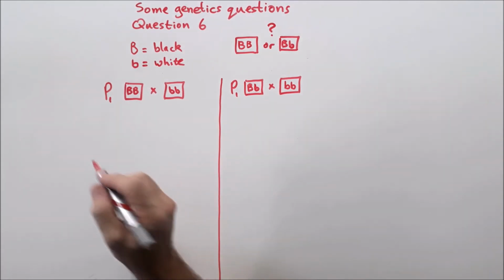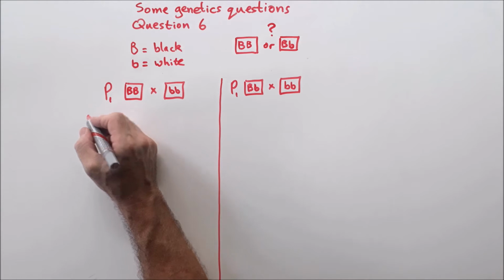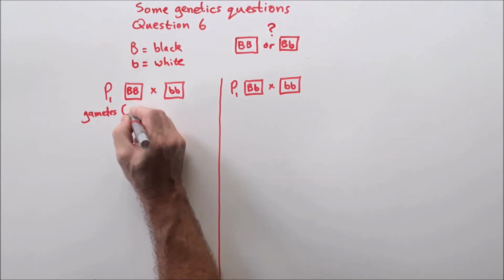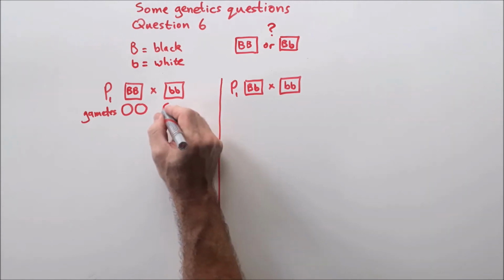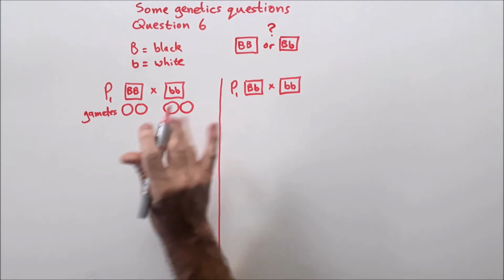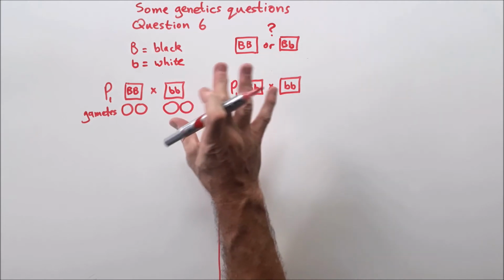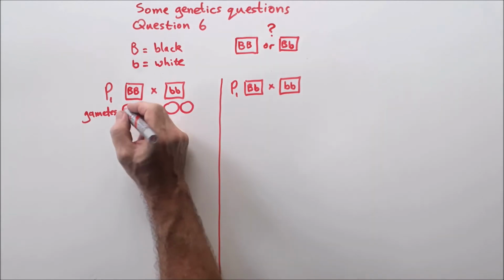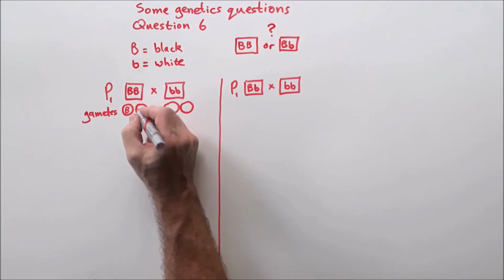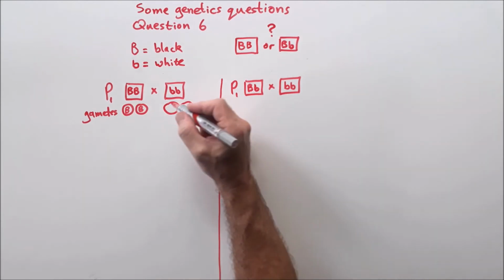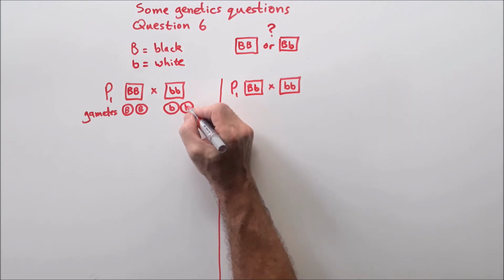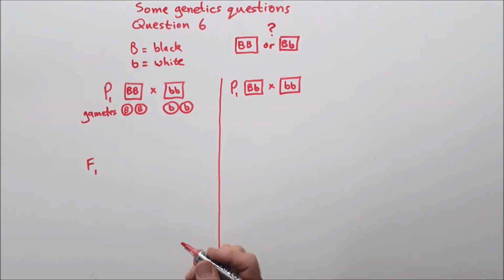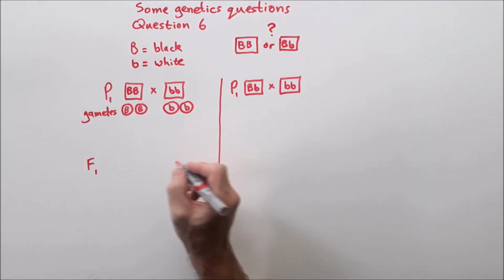Let's go and look at the Punnett diagrams. Now, let's be proper and neat here. I'm going to write gametes and put some circles for my gametes. That's very important, not to get the boxes and the circles mixed up from a pedigree diagram, which is that of question number 4. Over here has to be a big B and a big B. Over here, small b and a small b. Then the F1 generation.